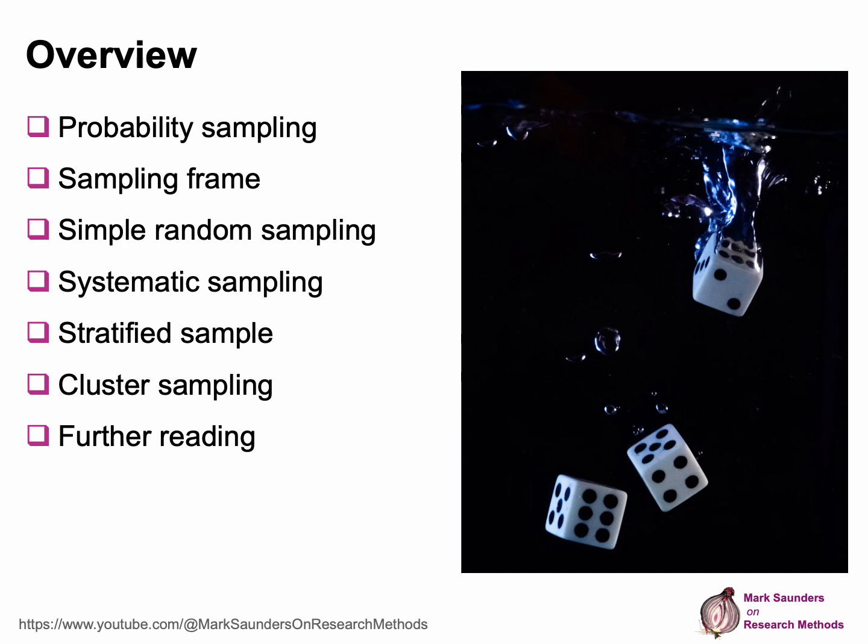Let's look at an overview of what we're going to talk about today. Before doing that, we need to remember that we only collect samples when we can't collect data from the entire population. Today we're going to be looking at probability sampling, what that means, and sampling frames. Then we'll talk about 4 different types of probability sampling: simple random sampling, systematic sampling, stratified sampling, and cluster sampling. As you can see, these are all random forms of sampling, and the picture of the dice is there to represent this random nature of sampling. And finally, we'll finish with further reading.